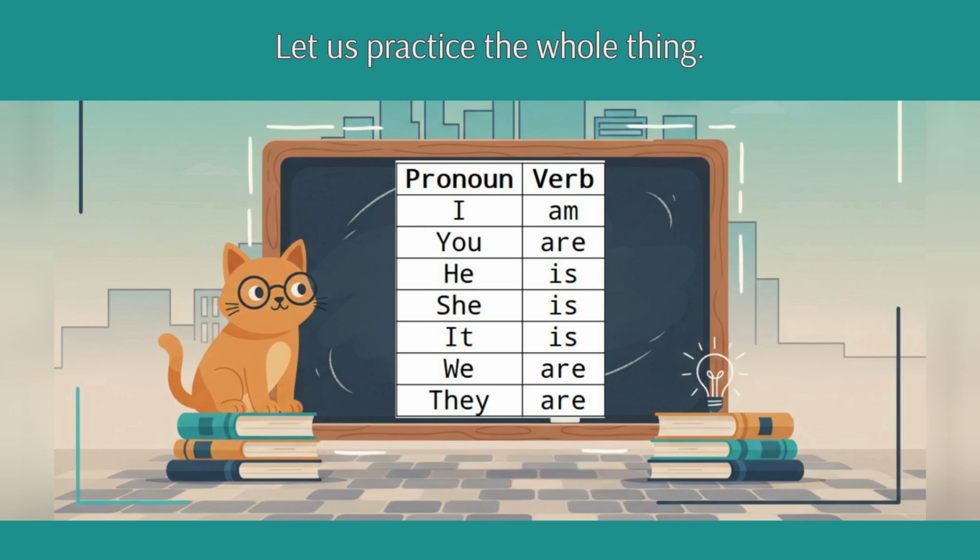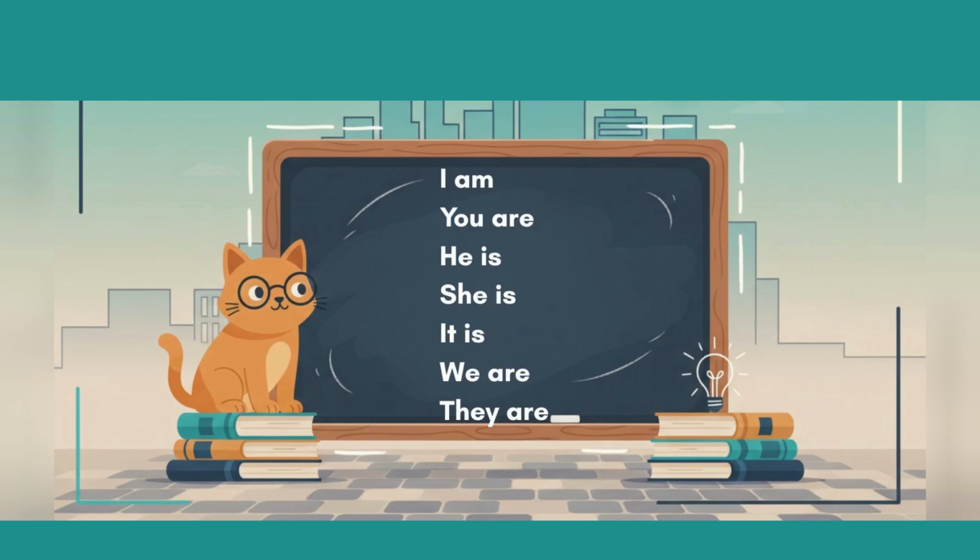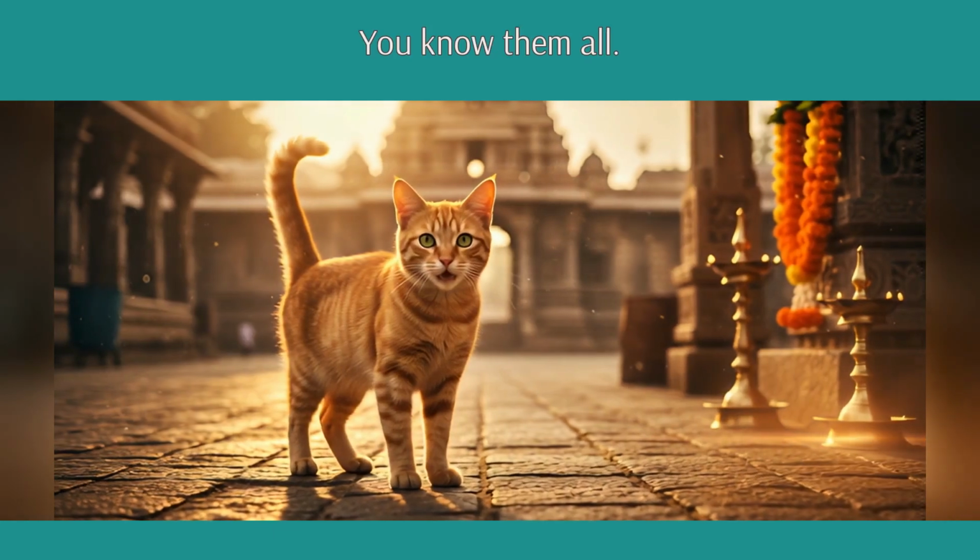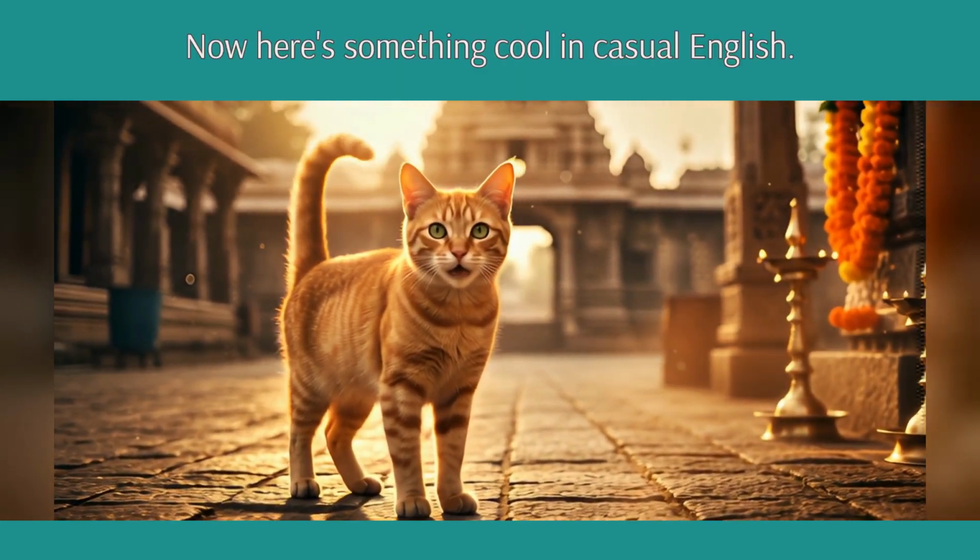Let us practice the whole thing. Repeat after me. I am. You are. He is. She is. It is. We are. They are. Begin. Faster. I am. You are. He is. She is. It is. We are. They are. Perfect. You know them all.